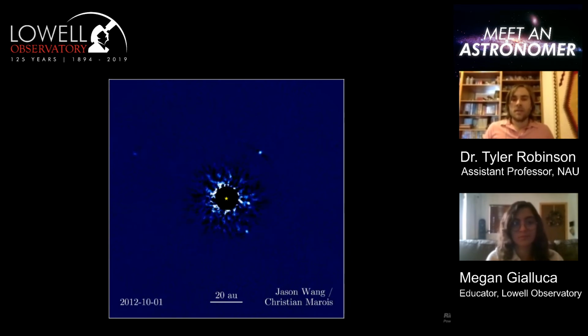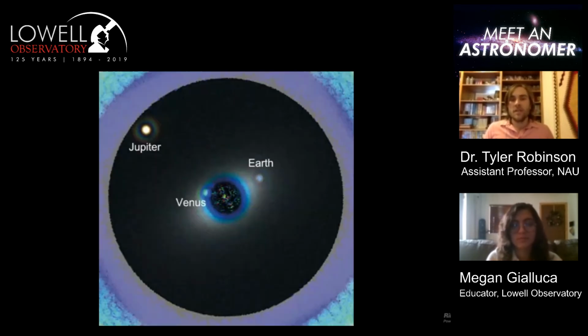But the same technology, which is called direct imaging or high contrast imaging, could be employed on a future space telescope. And we might be able to take images like this of planetary systems around nearby stars, revealing things like Venuses in those systems, Earths in those systems, and Jupiters in those systems. And this is just a simulation of what those kinds of missions might be able to do.